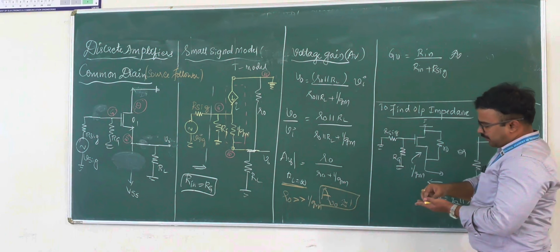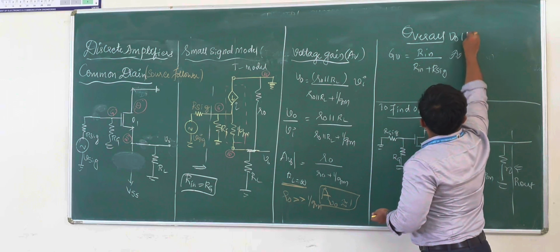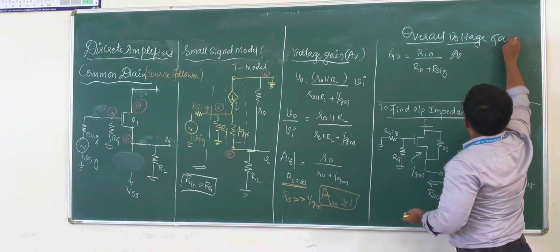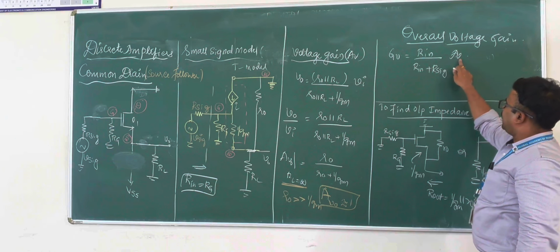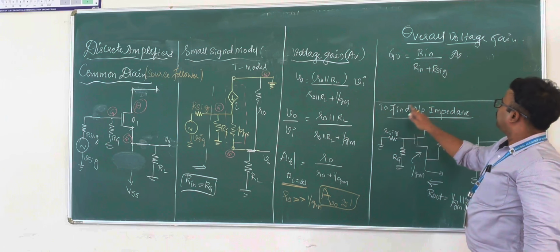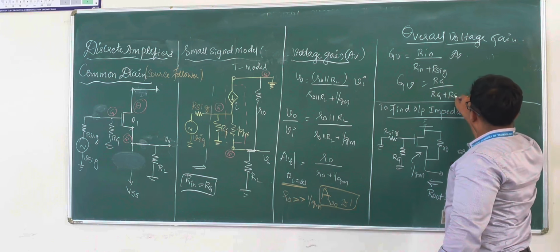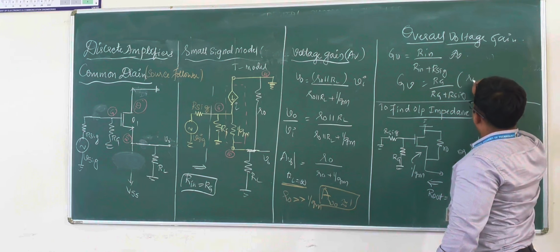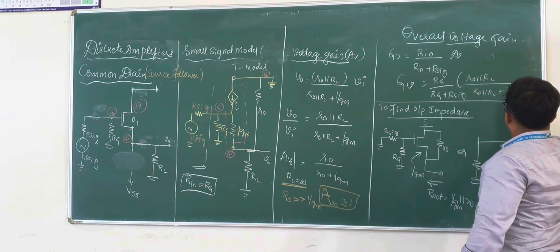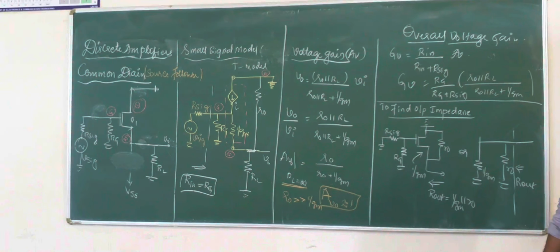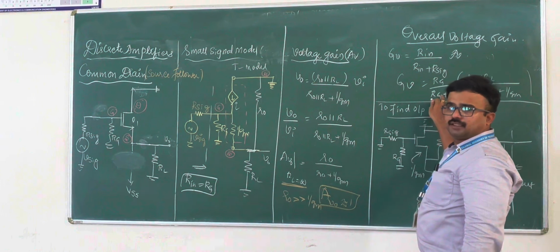Now moving on to the next thing, the overall voltage gain. In the previous sessions we have seen that Gv is nothing but Rg divided by Rg plus Rsig into Av, and Av is nothing but this equation. So finally I can write Gv is nothing but Rg divided by Rg plus Rsig into R0 parallel RL divided by R0 parallel RL plus 1 by gm. This is the overall voltage gain, and Gv0 tends to become Rg divided by Rg plus Rsig into 1.